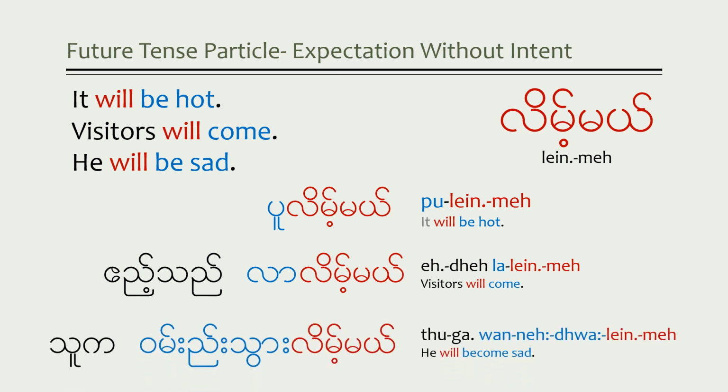Now in our third example, I've selected really just part of a statement. Tuga wane dwale me. He will become sad. Someone is about to receive some bad news, and you know it's going to make him sad. He certainly didn't intend to become sad. You don't intend for him to become sad, but you definitely expect that he will.